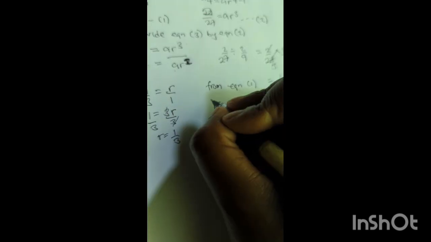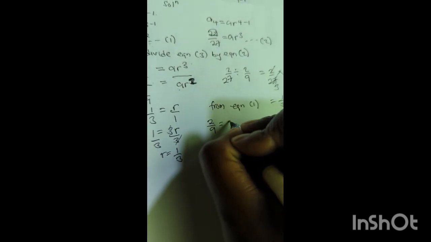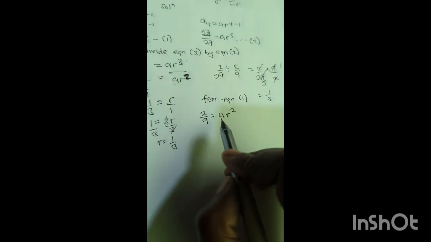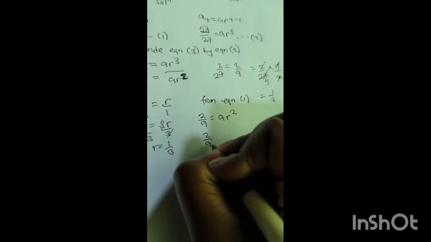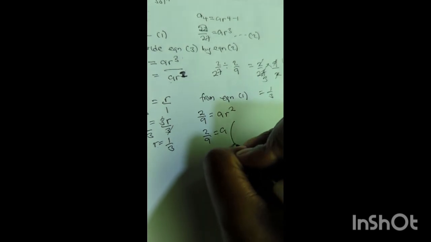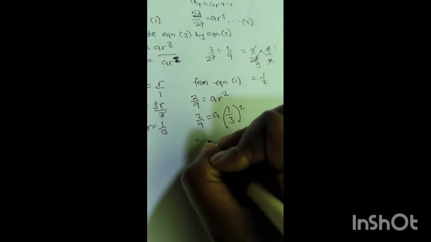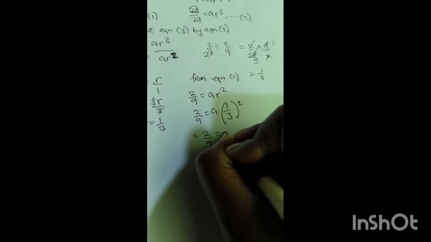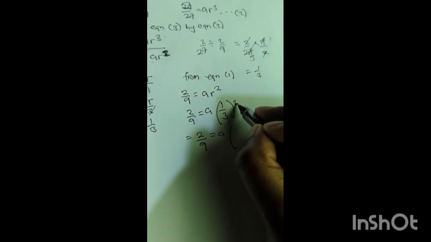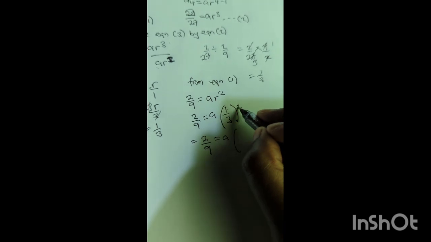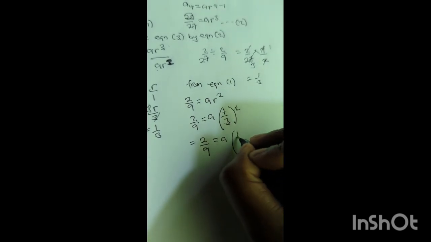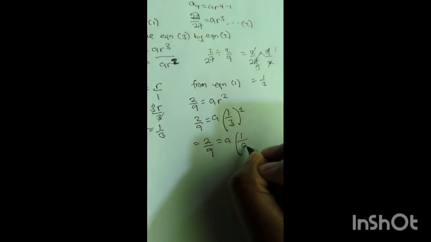we know that 2 over 9 is equal to ar to the power 2, right? And we have the value of r. The value of r is 1 over 3. So 2 over 9 is equal to a, open brackets, 1 over 3 to the power 2. I'm putting this in brackets because r is squared here. This squared applies to everything in the bracket, so it will be 1 squared and 3 squared. 1 squared is 1. 3 squared is not 3 times 2. It is 3 by 3, so 9.